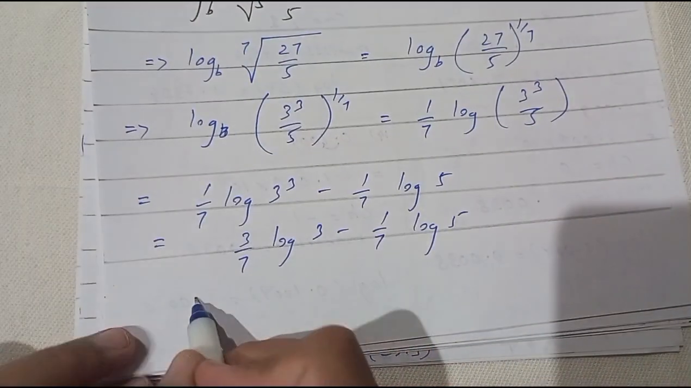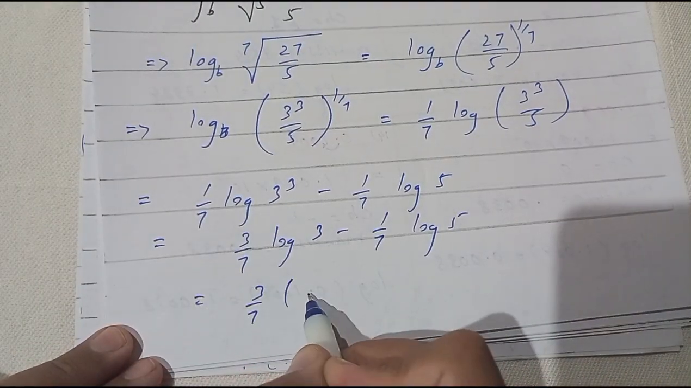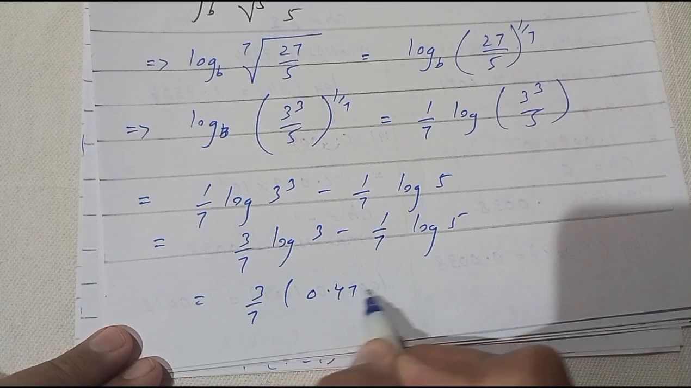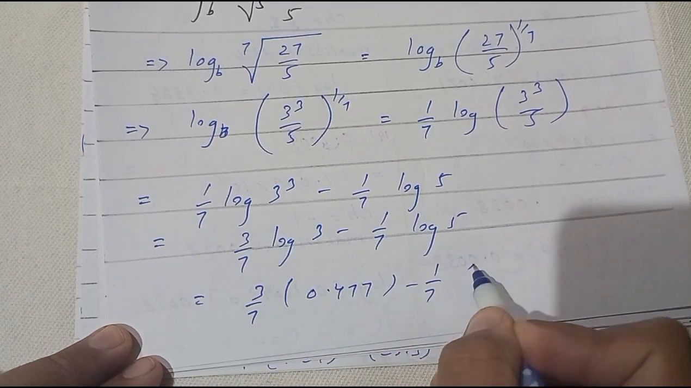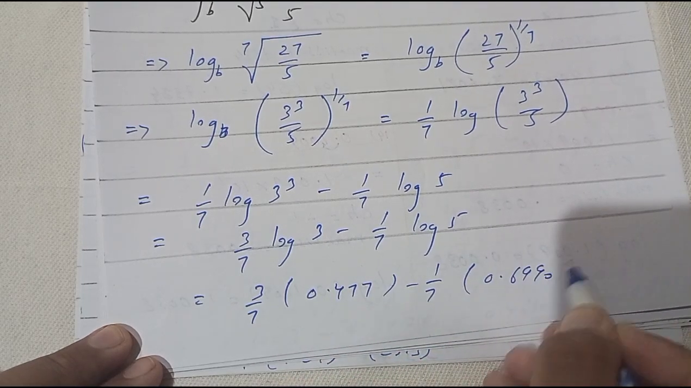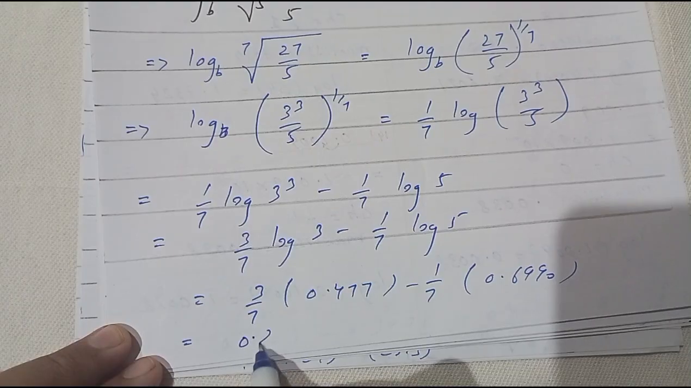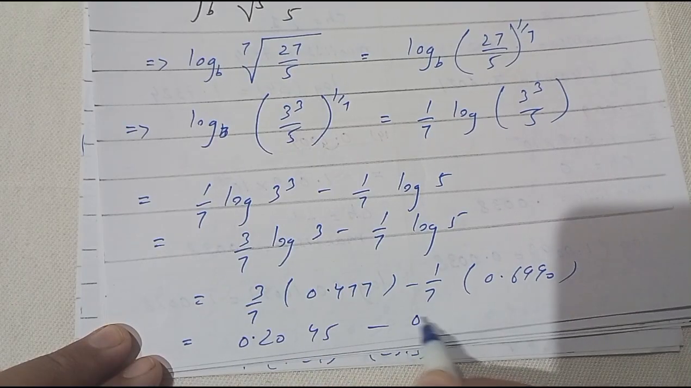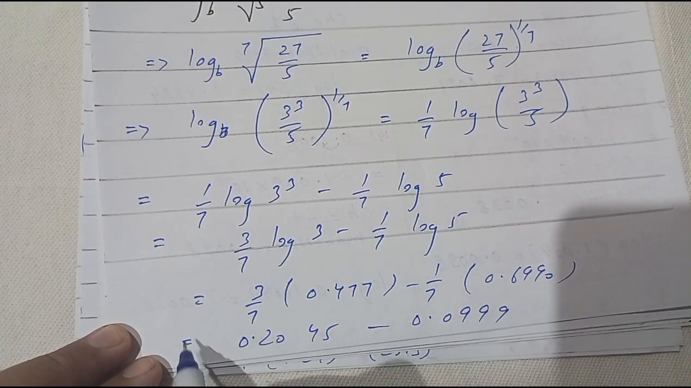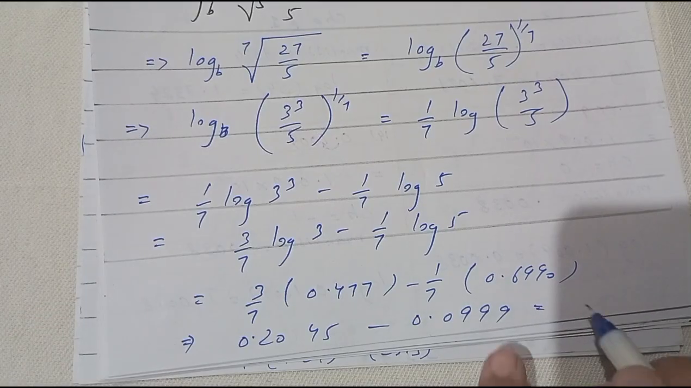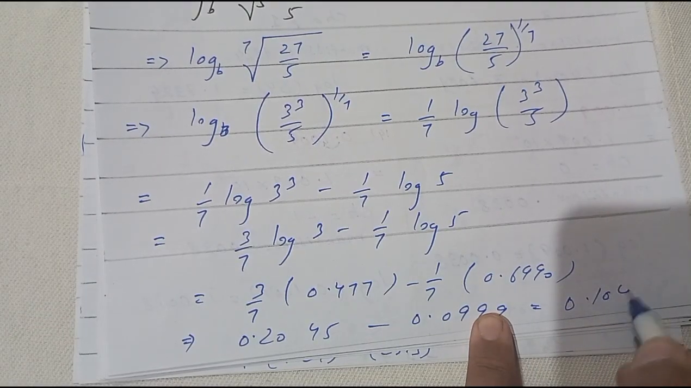Now put the values, we get 3 by 7 of 0.4771 minus 1 by 7 of 0.6990, that is 0.2045 minus 0.0999. So we will get the final answer as 0.1046.